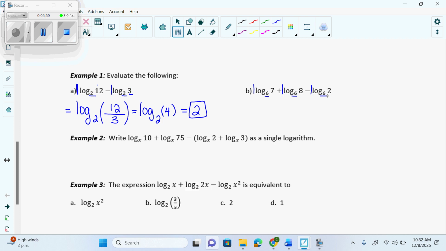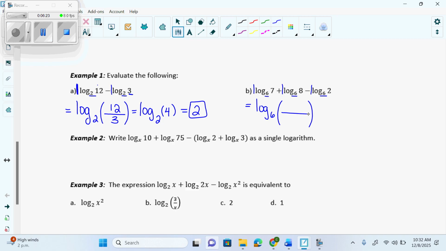So can I put them together? They all have plus 1s and minus 1s in front, and they're all base 6. Yes? So then using log laws, I can put them together. So I'm going to go log base 6, and I can write it as a single logarithm. Anything with a plus 1 in front goes in the numerator. Anything with a minus 1 in front goes in the denominator.